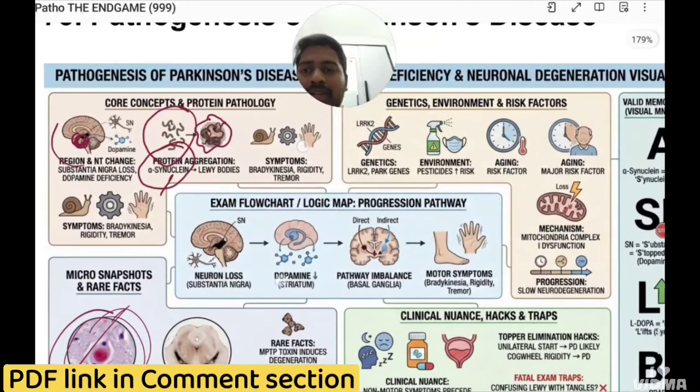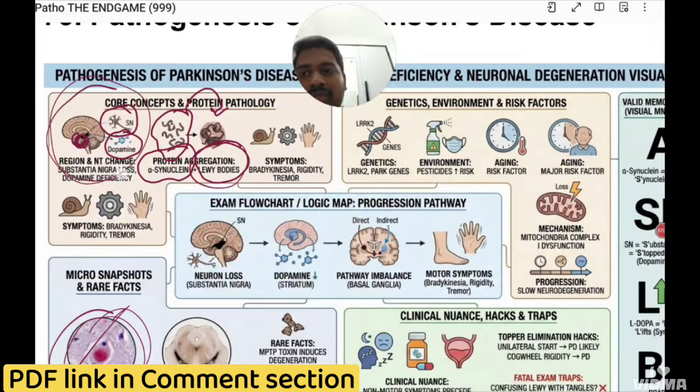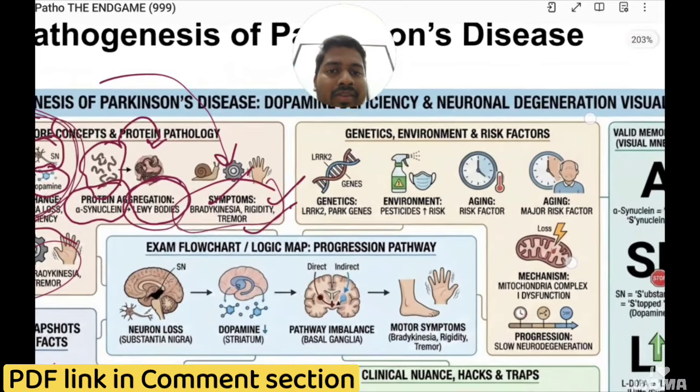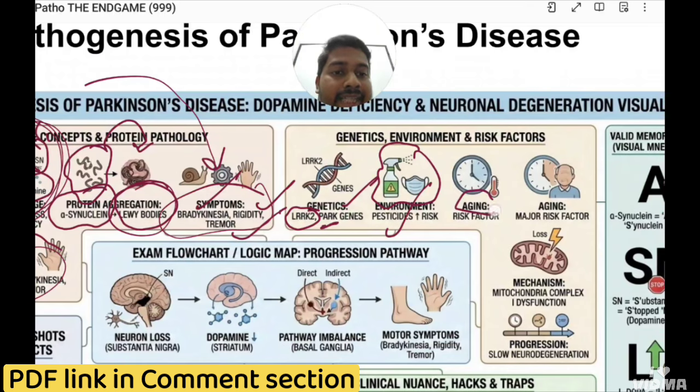What happens is, there is loss of dopamine in the neurons of the substantia nigra, and the reason is alpha-synuclein deposition. The misfolding of these proteins causes alpha-synuclein aggregation, which is known as Lewy bodies. Because of this, there is loss of substantia nigra neurons, which leads to symptoms like bradykinesia, rigidity, tremors, the symptoms of Parkinsonism. Now, why does this occur? One is a genetic reason. The LRRK2 gene, which you will have to remember. Along with that, there is increased risk with pesticides. Aging is also a factor.